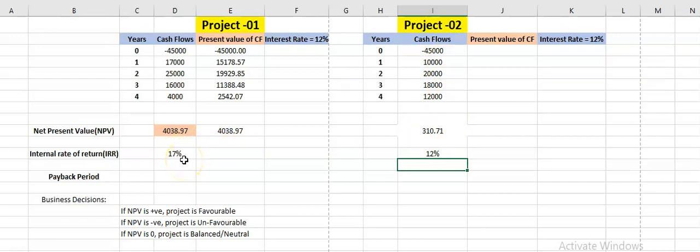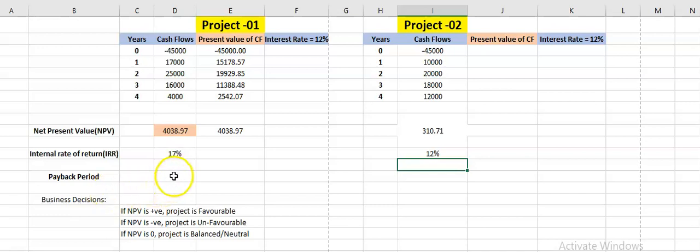Now we are in a position to evaluate which business project is favorable for us. Project 2 is giving a 12% interest rate, the bank is also giving us a 12% interest rate, and project 1 is giving a 17% rate. It means project 1 is the most favorable, highly returnable project. We should invest in project 1.